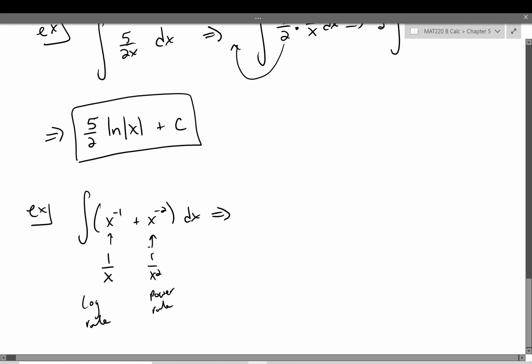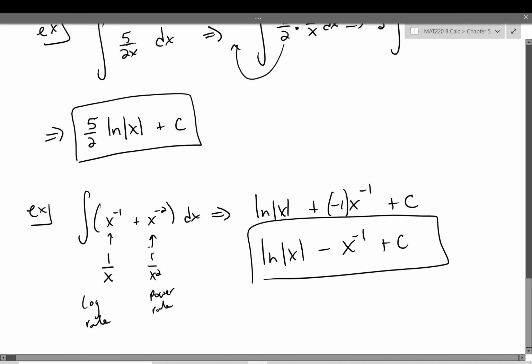So the integral of 1 over x, well, that's going to be the natural log of the absolute value of x. The integral of x to the -1, or I'm sorry, x to the -2 is going to be -1 out front times x to the -1 plus c. And what we'll do here is we'll clean it up to give me the natural log of the absolute value of x minus x to the -1 plus c.